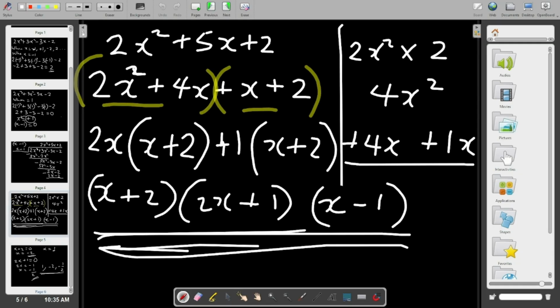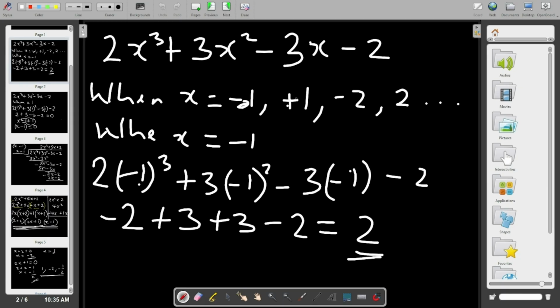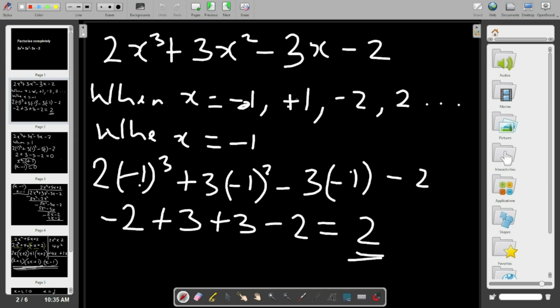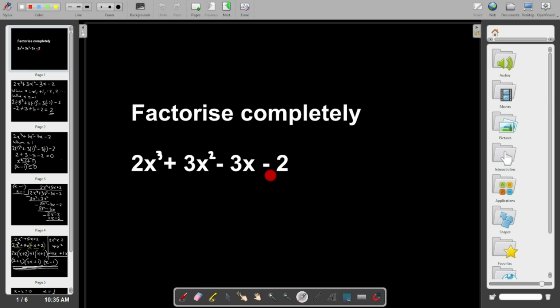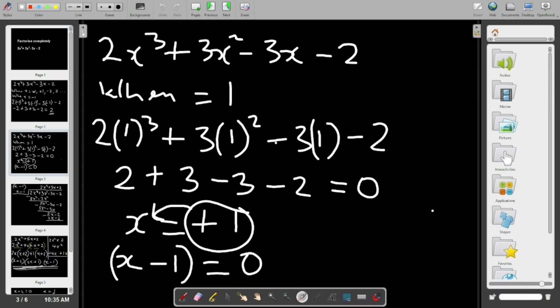But this is a complete factorization of this particular cubic expression. So that is that. I hope you understand this.